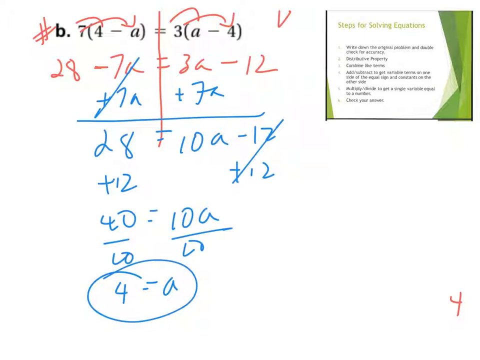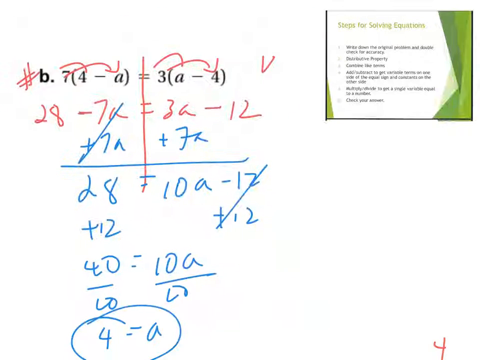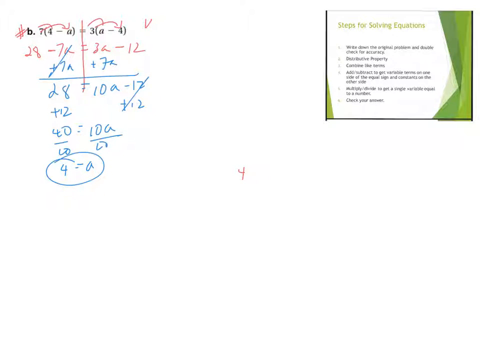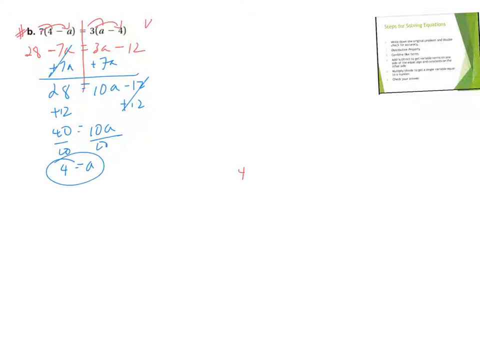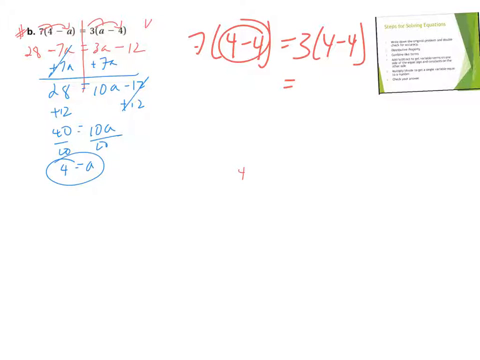Now again, what does the check look like for that? Well, in the check, scoot this up out of the way here. In the check, I need to plug in, I have a random 4 up there. I had to plug that 4 back into the original equation. So let's do that real quick. So that means I've got 7 times 4 minus 4 equals 3 times 4 minus 4. Well, 4 minus 4 is 0. 7 times 0 is 0. 4 minus 4 is 0. 3 times 0 is 0. So my 4 worked perfectly.